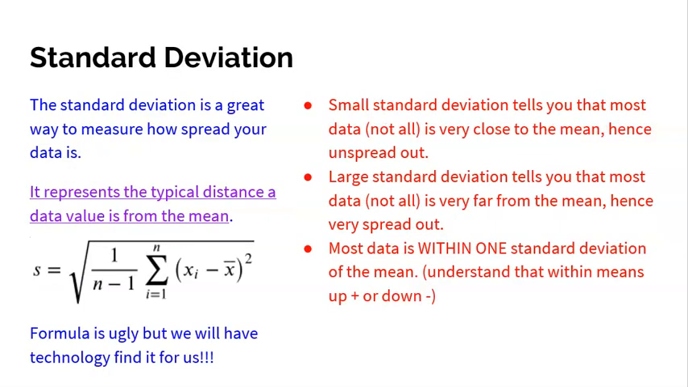All right, last measure of variability here is standard deviation. The standard deviation is a great way to measure how spread your data is, and represents the typical distance a data value is from the mean. I underlined that because that is huge, because below this is the formula for standard deviation. And by the way, the symbol for standard deviation is just S, right? Or a lot of people might do S with a little sub X. It just means the standard deviation of your data.